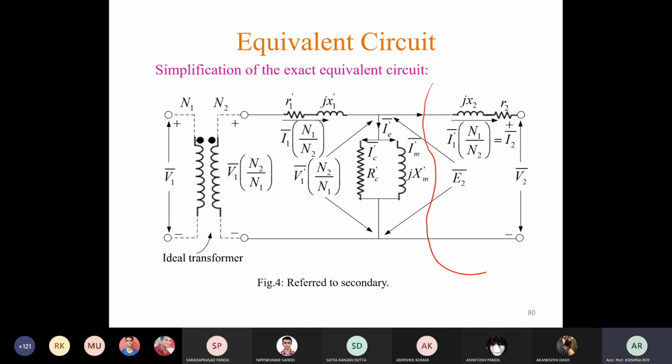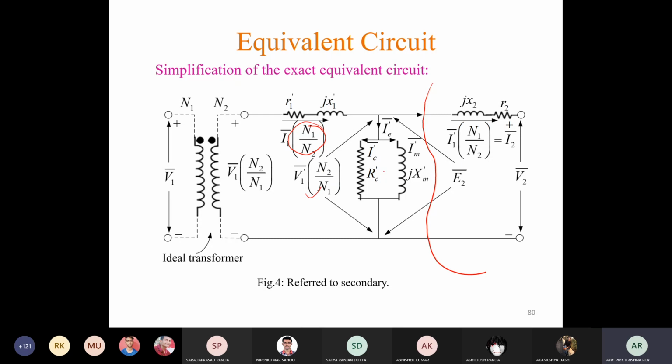Okay, now all the primary quantities are referred to secondary side. First of all, consider V1. V1 is referred to secondary side by multiplying it by N2 by N1. R1 dash, X1 dash we have already seen. I1, see here the current is in inverse ratio. Current is referred to secondary using inverse ratio. V1 dash is multiplied by N2 by N1, direct ratio.